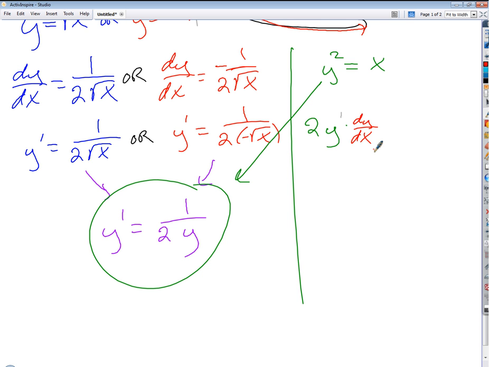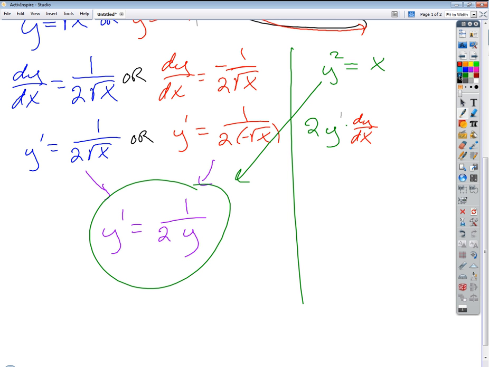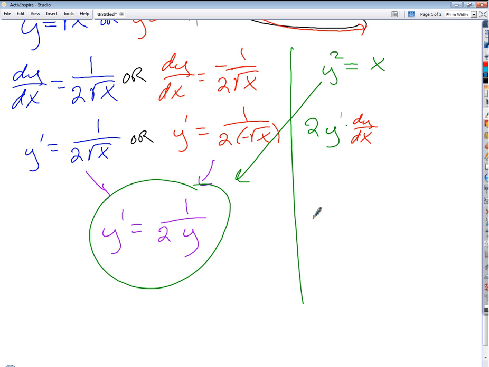dy dx. Now, hold on, we'll contrast this with a normal derivative. Like if we go back to the good old days of last week, if we said y equals x squared, and I differentiate both sides, what do I get on the left?